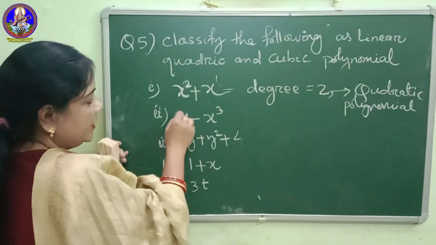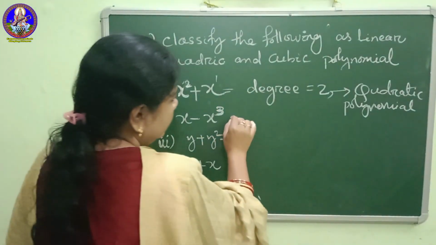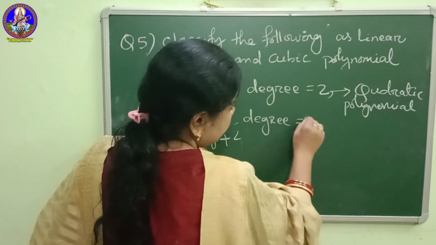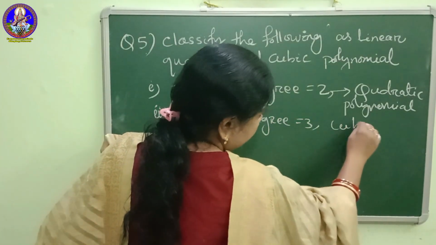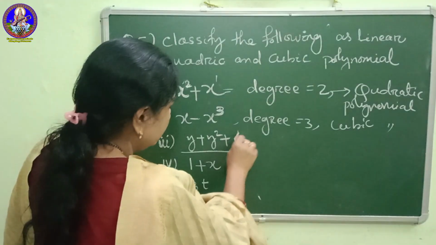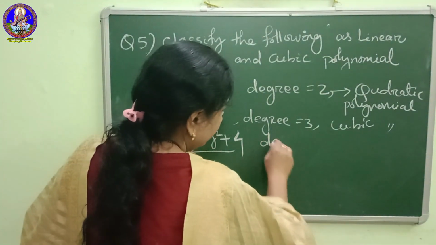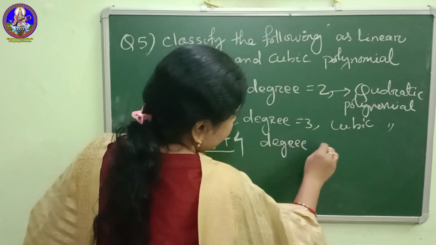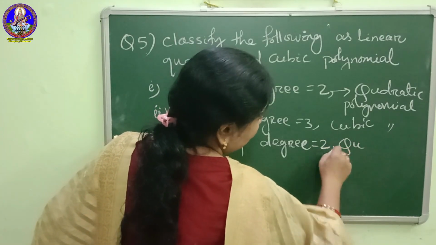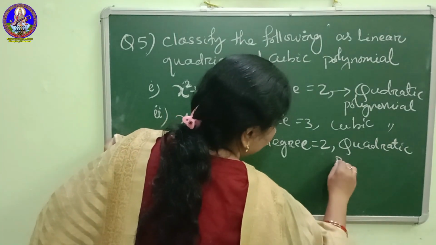Here, x minus x to the power 3 means x cube. So here the highest degree is 3, so it comes under cubic polynomial. Similarly in this expression, the powers of y are 1 and 2. So the highest power is 2, so the degree is 2. So it is also a quadratic polynomial.